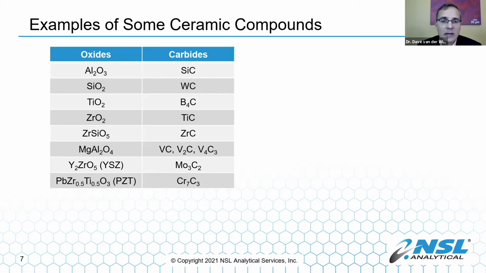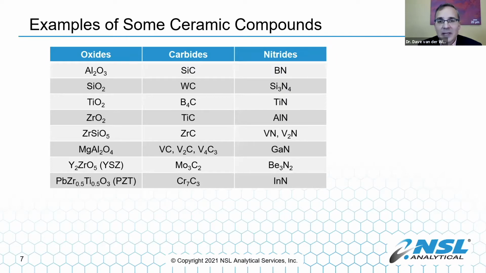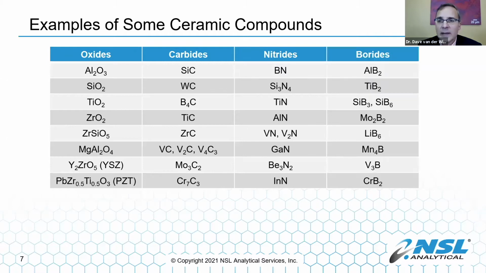Not all of these necessarily are commercially useful, but they are technically important because they'll sometimes show up even when you don't necessarily want them present in your product. And then nitrides are the other main category. Boron nitride, silicon nitride are probably two of the most common, also titanium and aluminum nitrides. And then I said there were some other types.